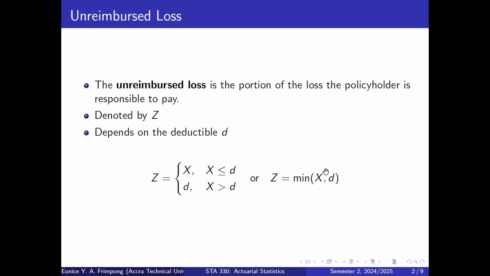So with these two numbers, that is the loss and the deductible, if the loss is smaller than the deductible, then Z is equal to the loss. But if the loss is bigger than the deductible, then Z is equal to the deductible. So we have X being the total loss, D is the deductible, and Z is what the insured pays. If the loss is small, less than or equal to the deductible, the insured pays everything. And if the loss is larger than the deductible, they pay just the deductible.